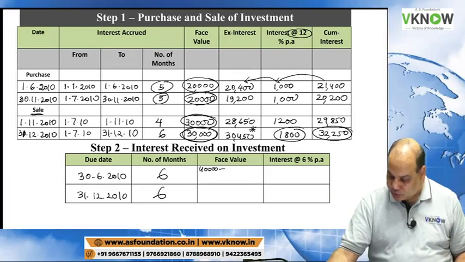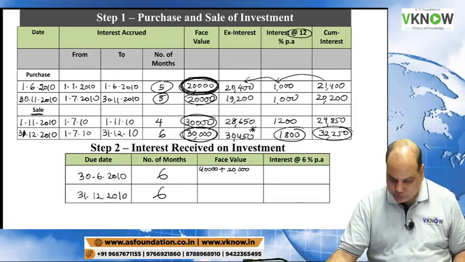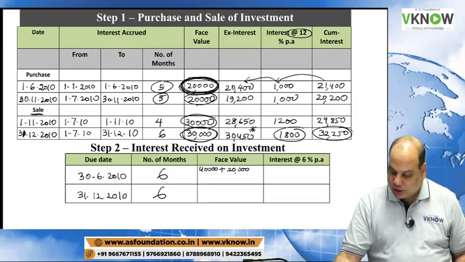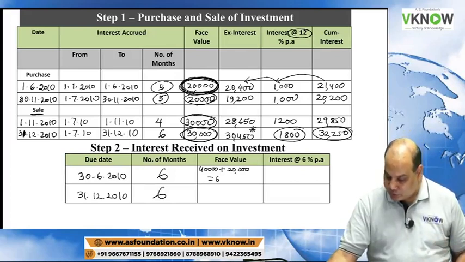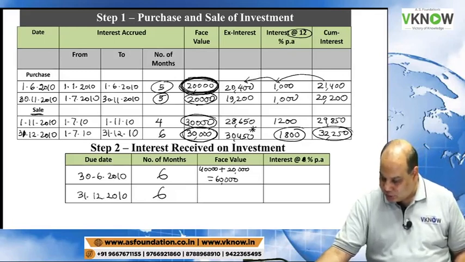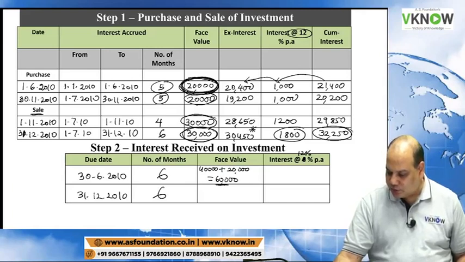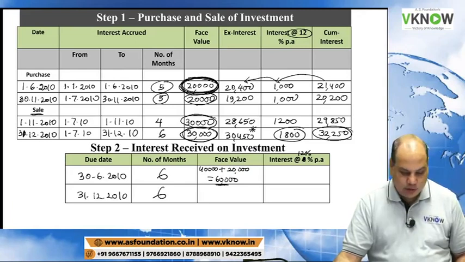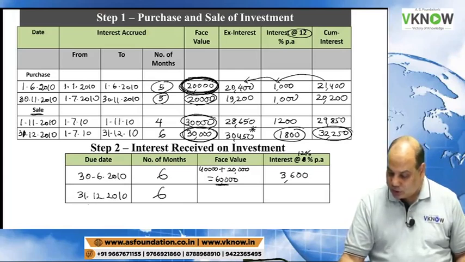40,000 is there opening. Plus on the screen you purchase this 20,000. So your investment on hand on 30th June, opening investment plus 20,000, is 60,000. Interest rate is 12%. So 60,000 into 12% into 6 by 12. Interest is 3,600. Very good.